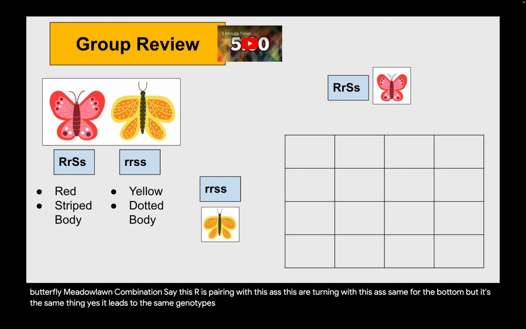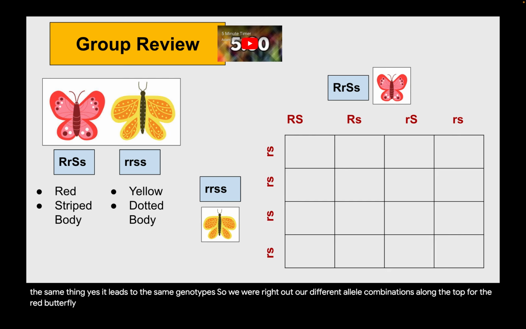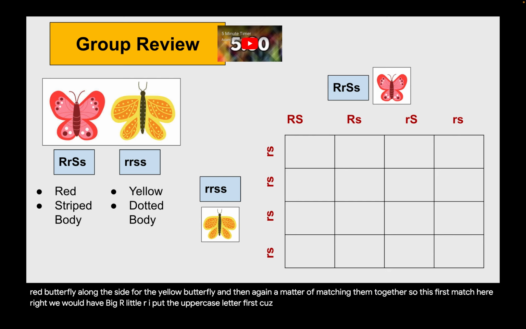All right. So now again, we could write that on the opposite side here. There we go. So we would write out our different allele combinations along the top for the red butterfly, along the side for the yellow butterfly, and then again, a matter of matching them together. So this first match here, right, we would have big R, little r. I put the uppercase letter first because it's the dominant allele, but I keep those R's together. Same with the S's, big S, little s.